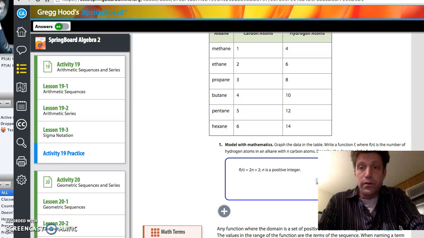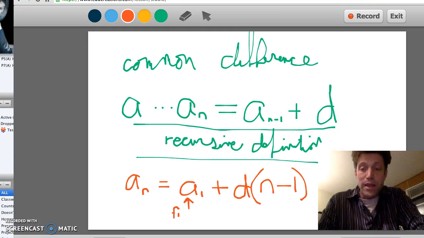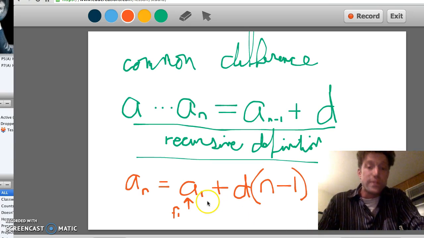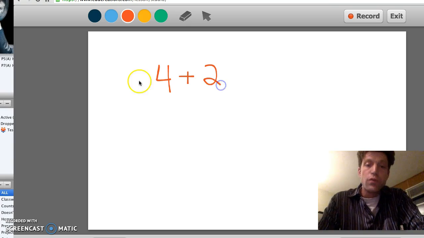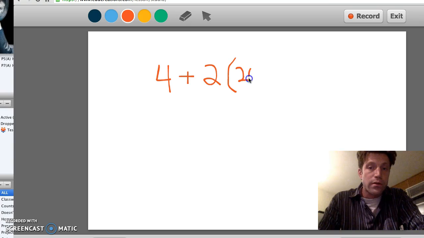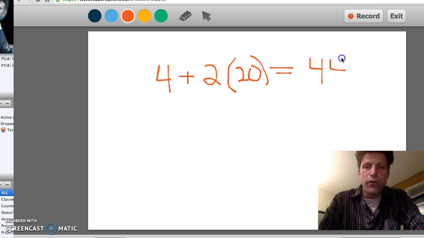Using this formula, we should be able to figure out many different common differences. So what is the 21st term of this one? Well, what's the starting term? We need to know. It's 4, and the common difference is 2, and we're trying to find the 21st term. So we would say the 21st term would be 4 plus 2 times, we're trying to find the 21st term, so we're going to multiply by 20. And the 21st term is 44.